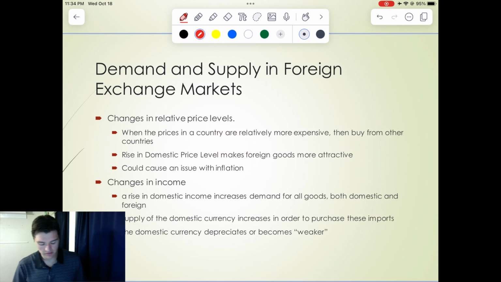The other thing is changes in income. A rise in domestic income does increase the demand for all goods, both domestic and foreign. If I had more money, I'd buy more of what I'm already buying, and I could buy from foreign countries as well. So the supply of the domestic currency increases in order to purchase these imports. Basically, if I wanted to demand a foreign currency, I need to supply the dollar. So the domestic currency depreciates because I'm supplying it and making it weaker.